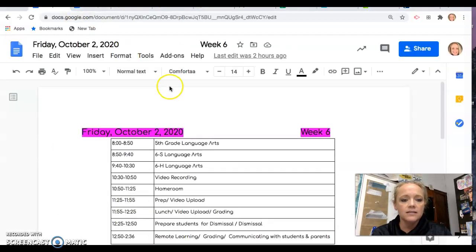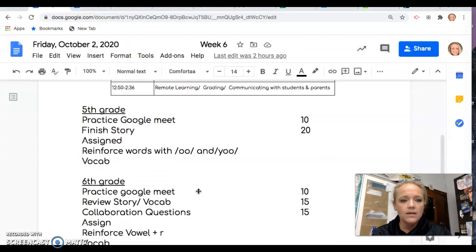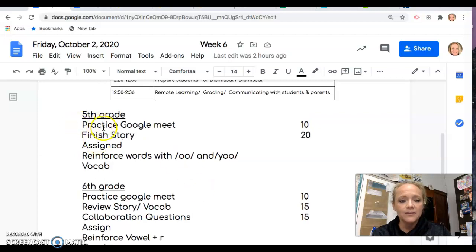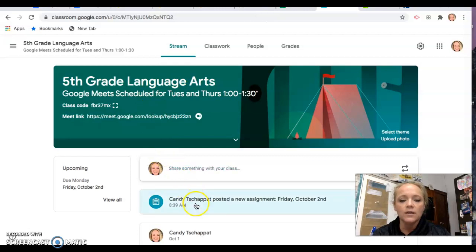Today in class, we practiced a Google Meet, and I gave students time to finish reading the story. So finish reading Airborne in your textbook. We reviewed a little bit about anything good or bad that had happened in the story. And then I assigned these two assignments. Those can be found on Google Classroom.